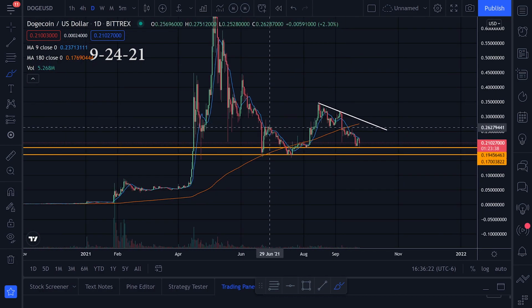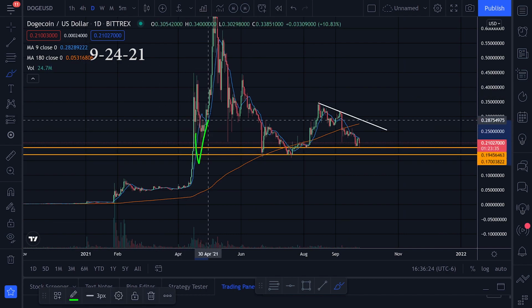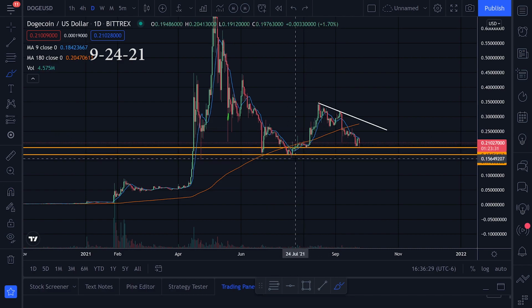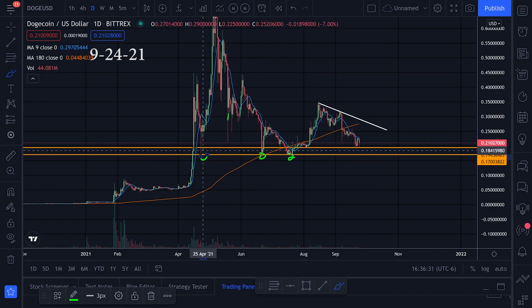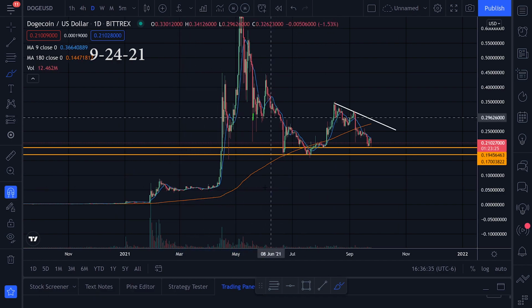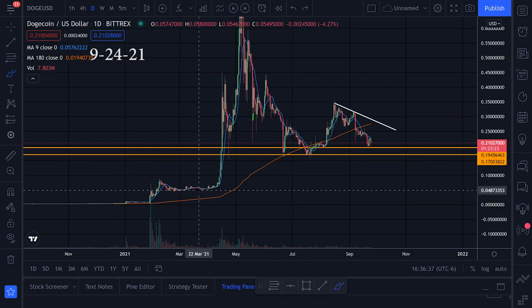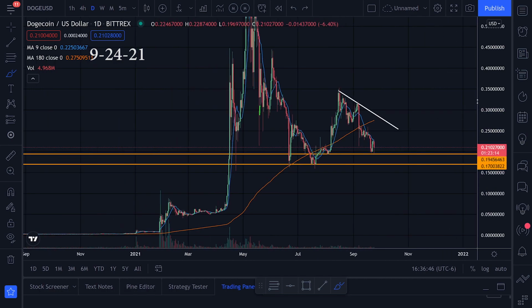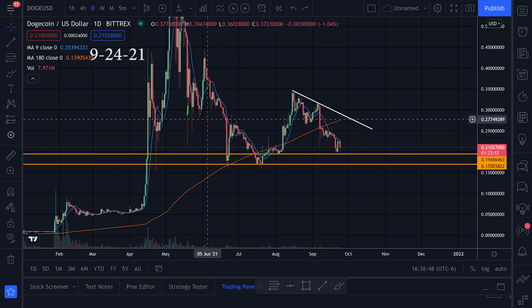Let's see what happens. We wicked down right here and came up after that. Wicked down right here, came up after that, wicked right here, basically support. So let's see if we can keep that support going. If not, we might be looking at these bottom levels down here, which is kind of scary. This is around maybe 5 cents, maybe back down to those levels if we keep trending down. We're going to have to wait and see.